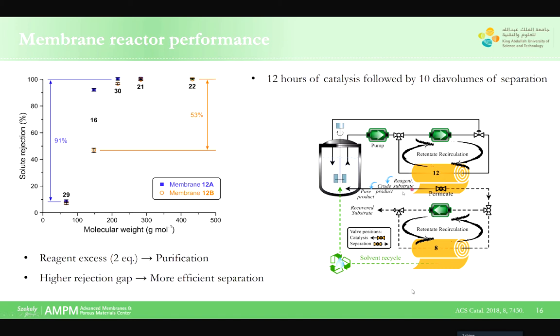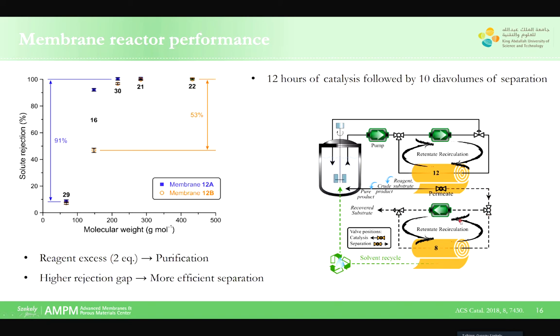So to go from crude product to pure product, we have to purge out this extra 1 equivalent of reagent. To purge it out, we use diafiltration, and 10 diavolumes was needed to achieve a high purity product. And the permeate stream was diverted to another membrane unit.